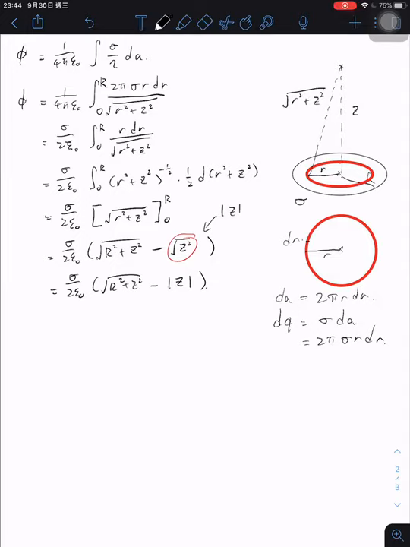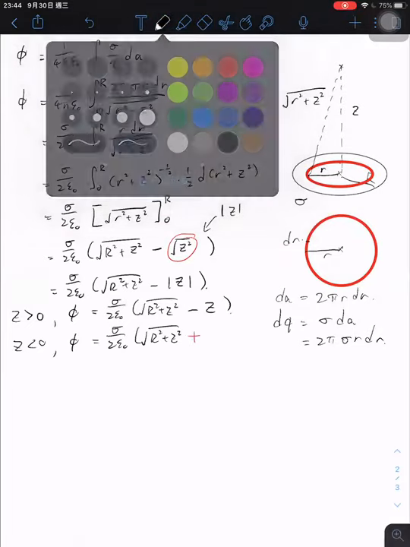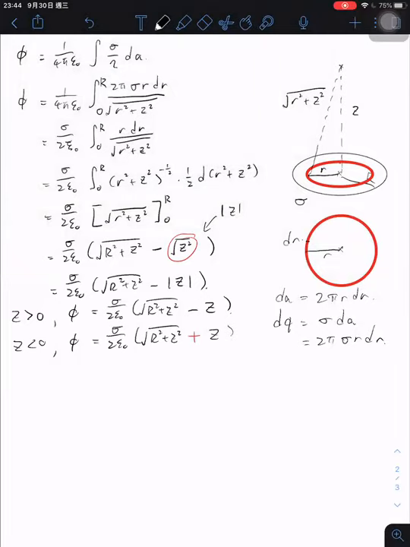Let me divide it into two cases. For z greater than 0, we have phi equals sigma over 2 epsilon naught multiplied by the square root of r squared plus z squared, minus z. And for z smaller than 0, for negative z, we have a similar thing here, but plus z. But when we substitute z equals 0 in both cases, we obtain the same values.